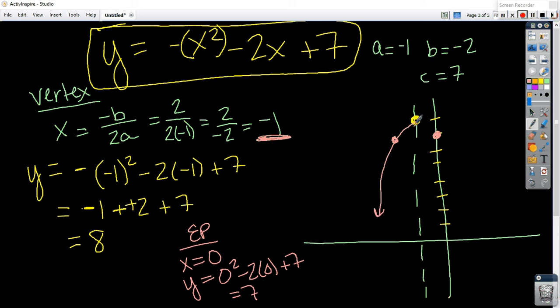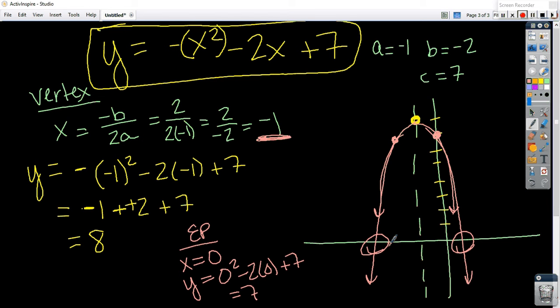Standard form. Okay. If I kept it going, I could find where it intersected the x-axis, and that would tell me the zeros also. Right now we'll focus on graphing before we actually get into finding those zeros. All right, that's standard form.